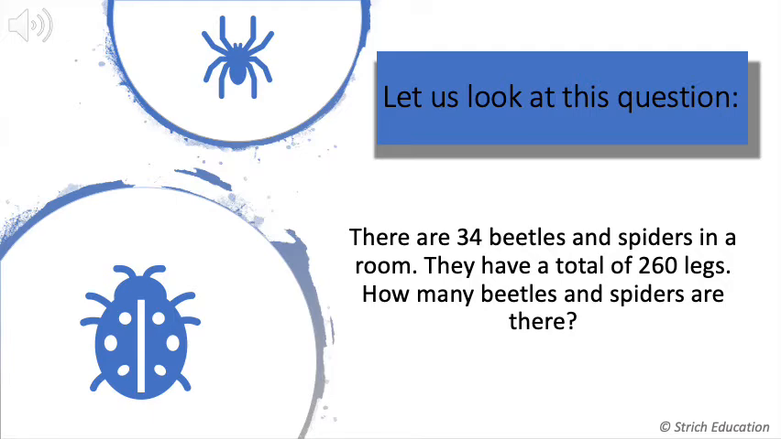Let us start by looking at this problem sum. There are 34 beetles and spiders in a room. They have a total of 260 legs. How many beetles and spiders are there?